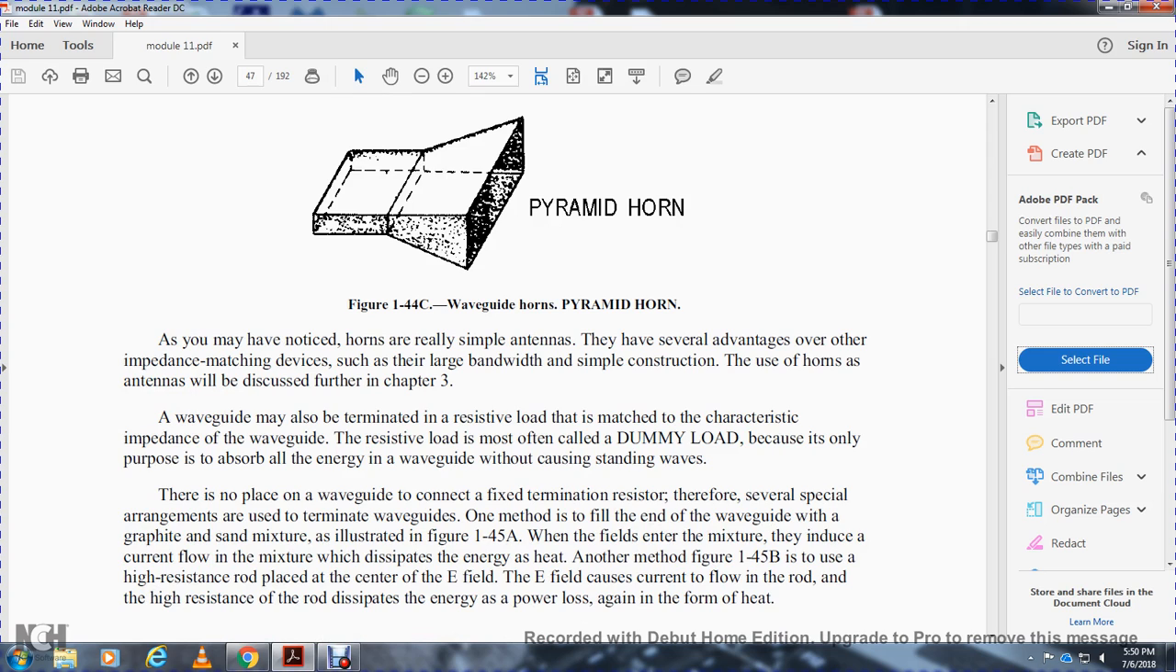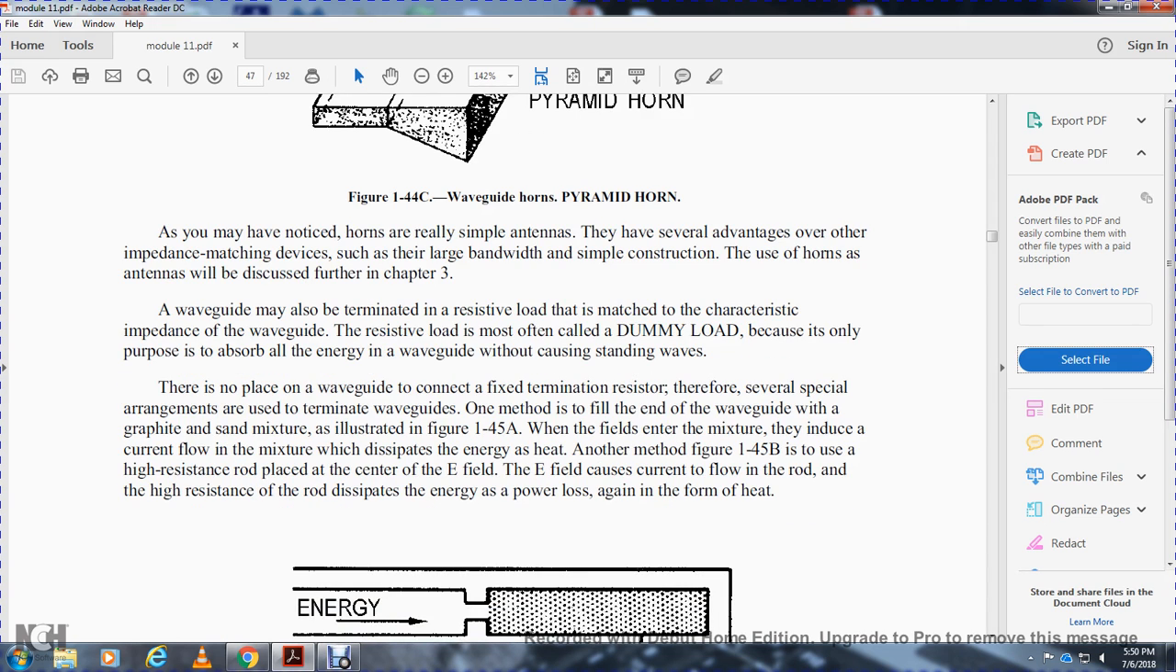The resistive load is also often called a dummy load. Its only purpose is to absorb all the energy in the waveguide without causing standing waves. There is no waveguide equivalent of a simple termination resistor. Therefore, several special arrangements are used to terminate waveguides.